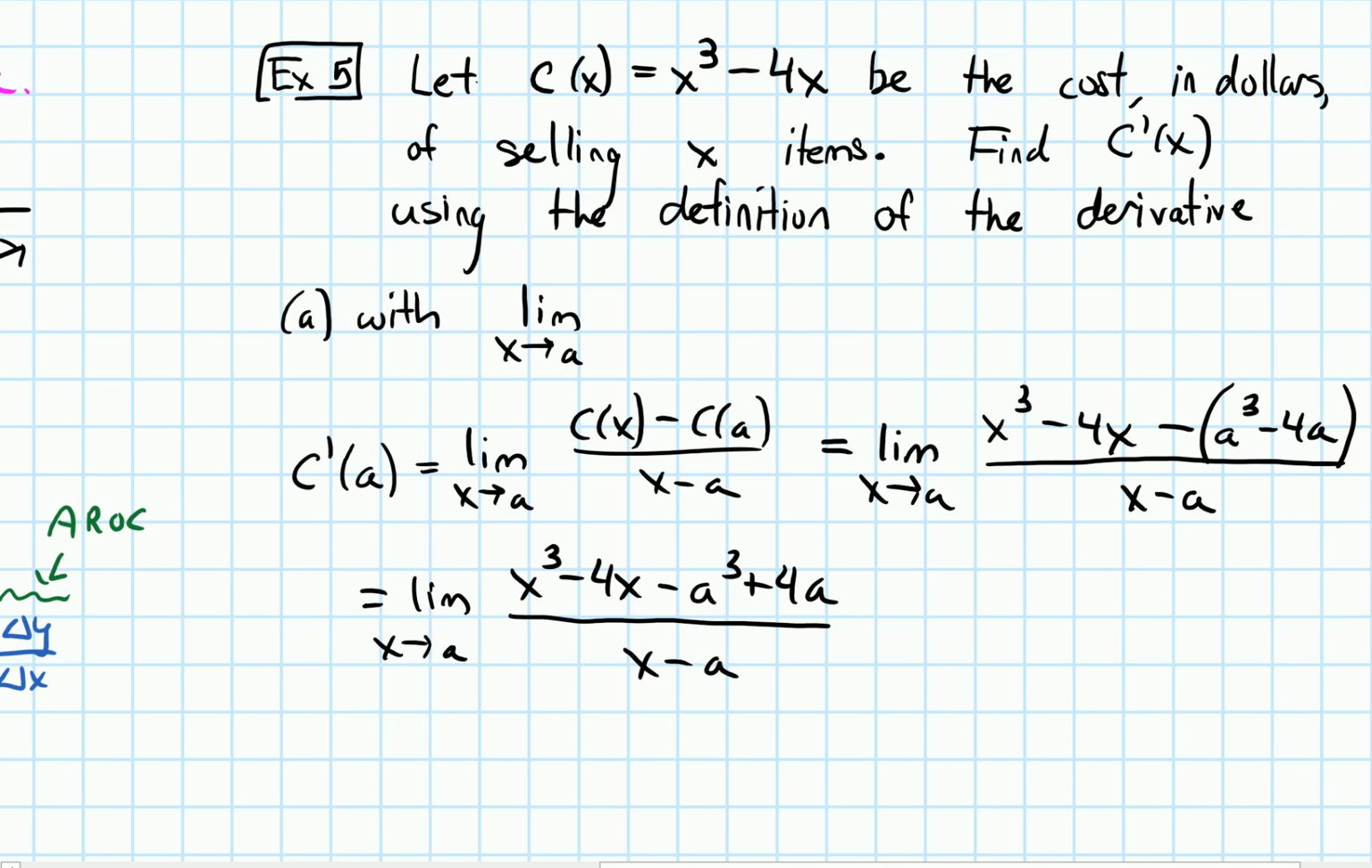Okay, so this looks a little bit challenging to simplify, but what I'm going to do is focus on the numerator. And notice that the numerator has 4 terms. And a common strategy that we can use to factor things with 4 terms is to try factoring by grouping. So we're going to try to group this.